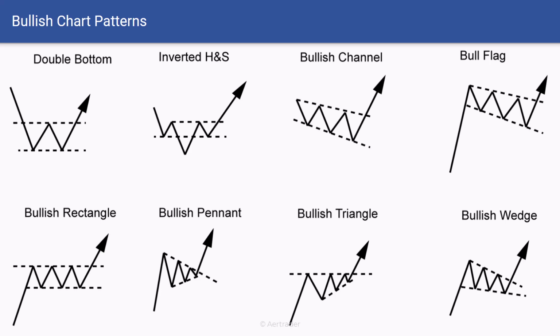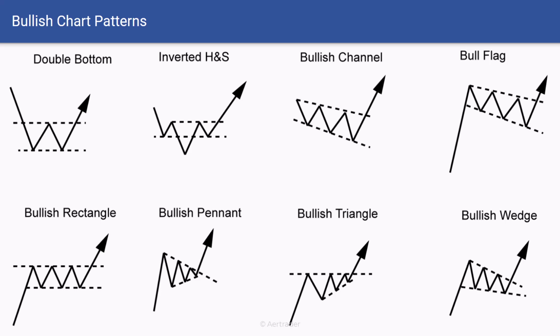The bullish rectangle pattern is characterized by 2 parallel trend lines, with the upper line acting as resistance and the lower line acting as support. During the formation of the pattern, the price may test both of these levels multiple times, but should not break below the lower support line.